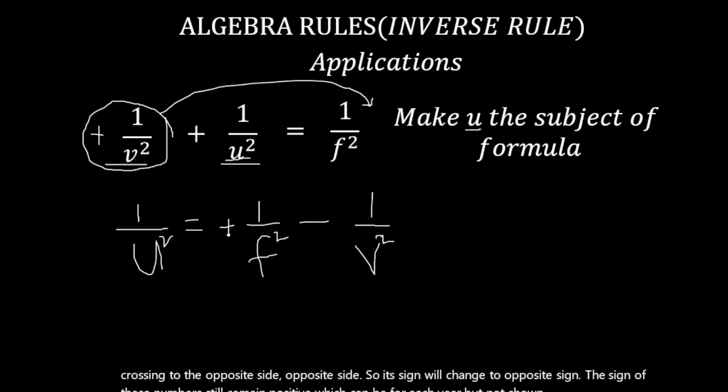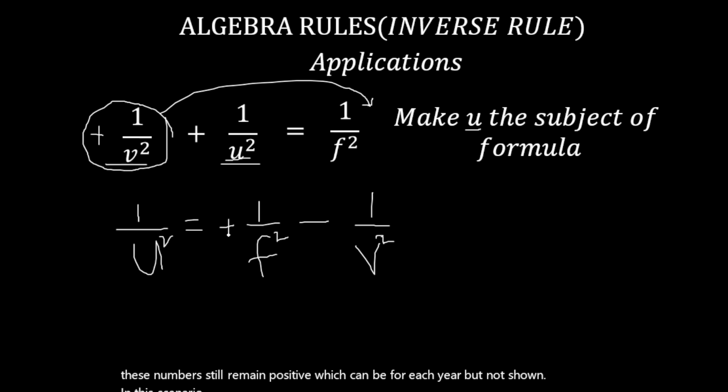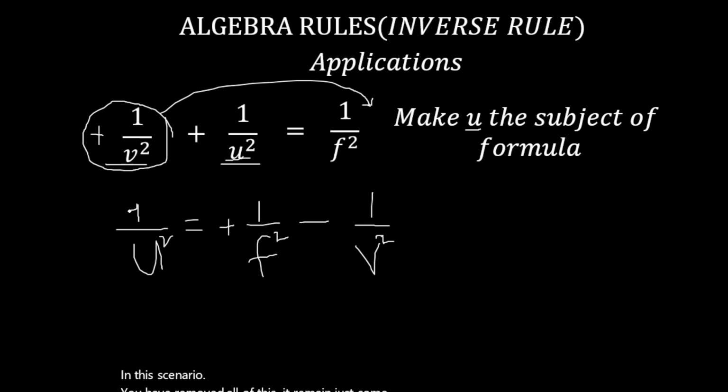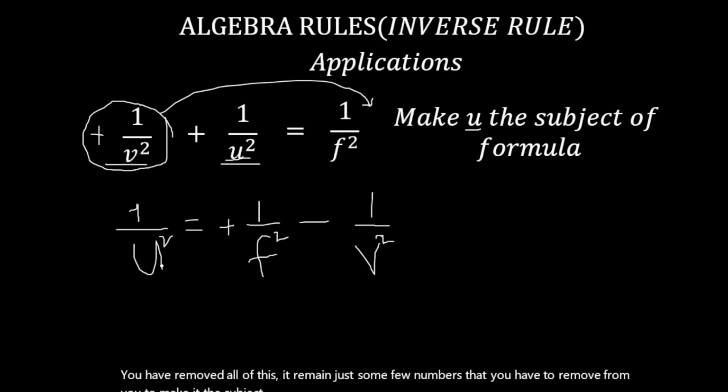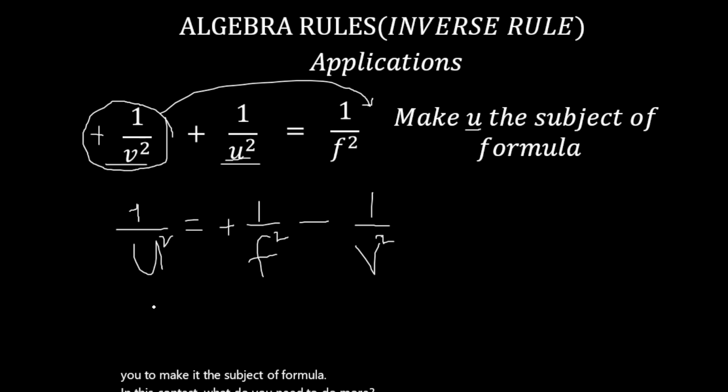In this scenario, you have removed all of this. It remains just some few numbers that you have to remove from u to make it the subject of formula. In this context, what do you need to do more? Before you can do the next step, you should be sure that two numbers, they become only one.